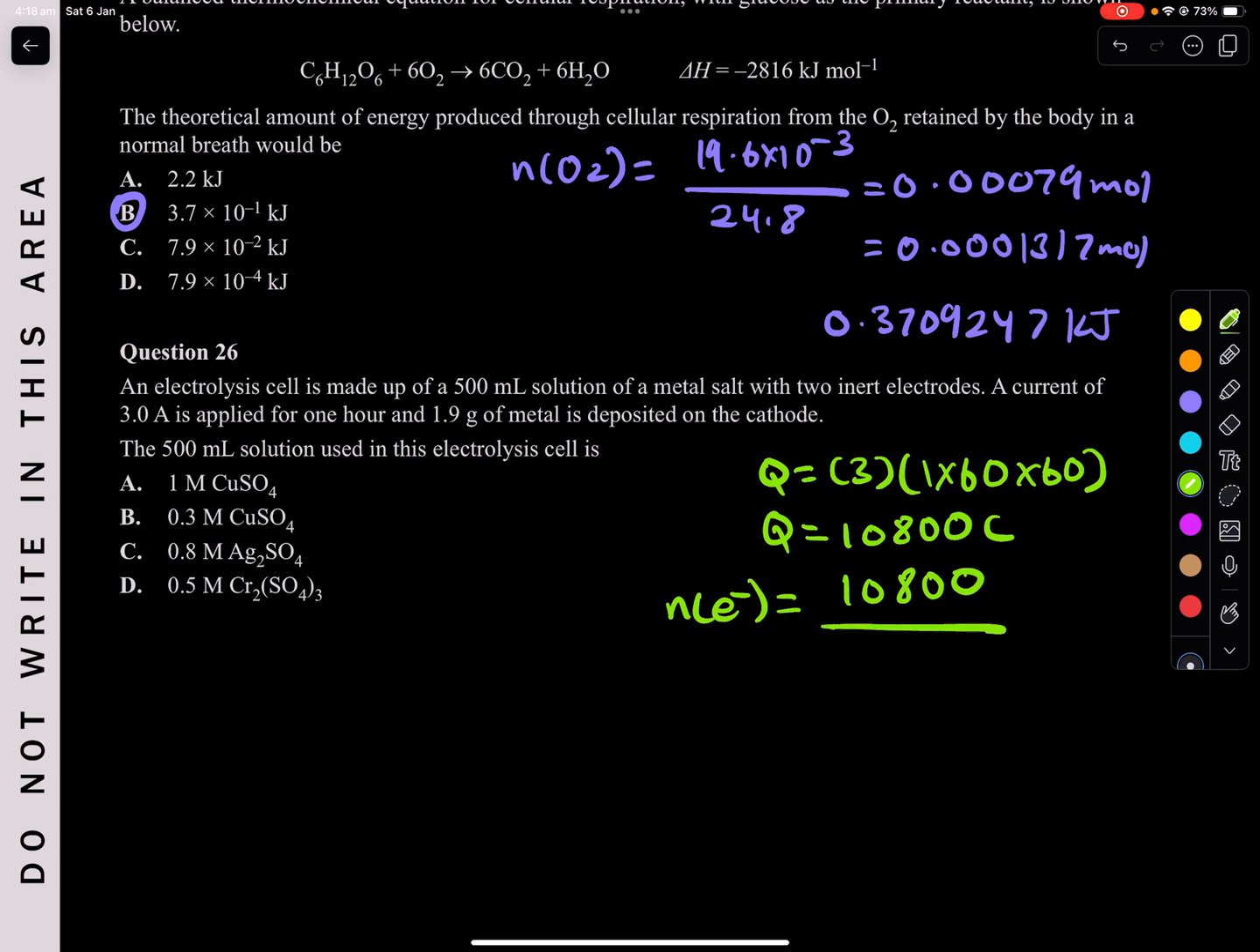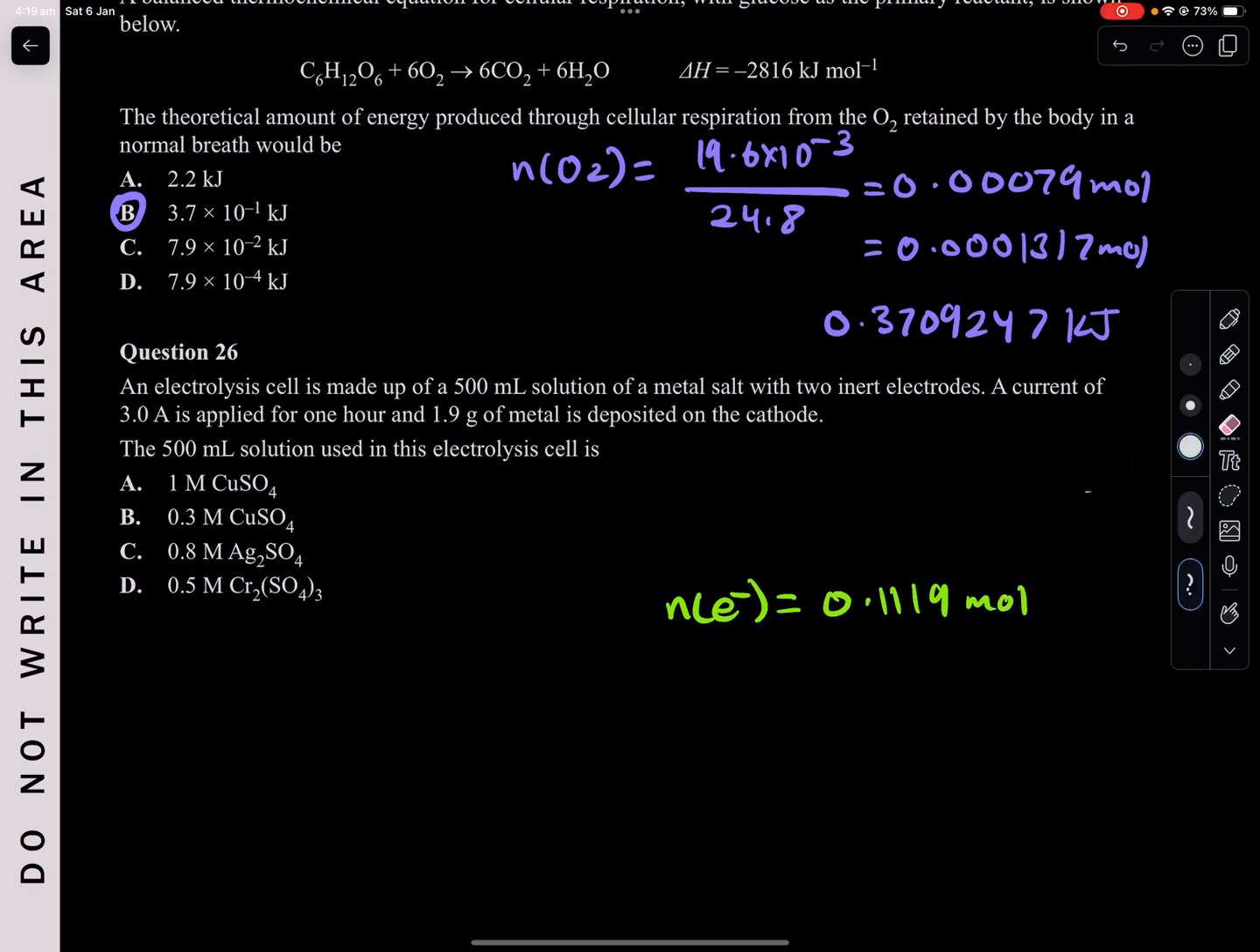And then we want to get the mole of electrons, which is 10800 divided by the Faraday constant, which is in your data book, I think. So 96500, and that gives me the number of moles of electrons. Beautiful. So let's write that down. It's 0.1119 moles.